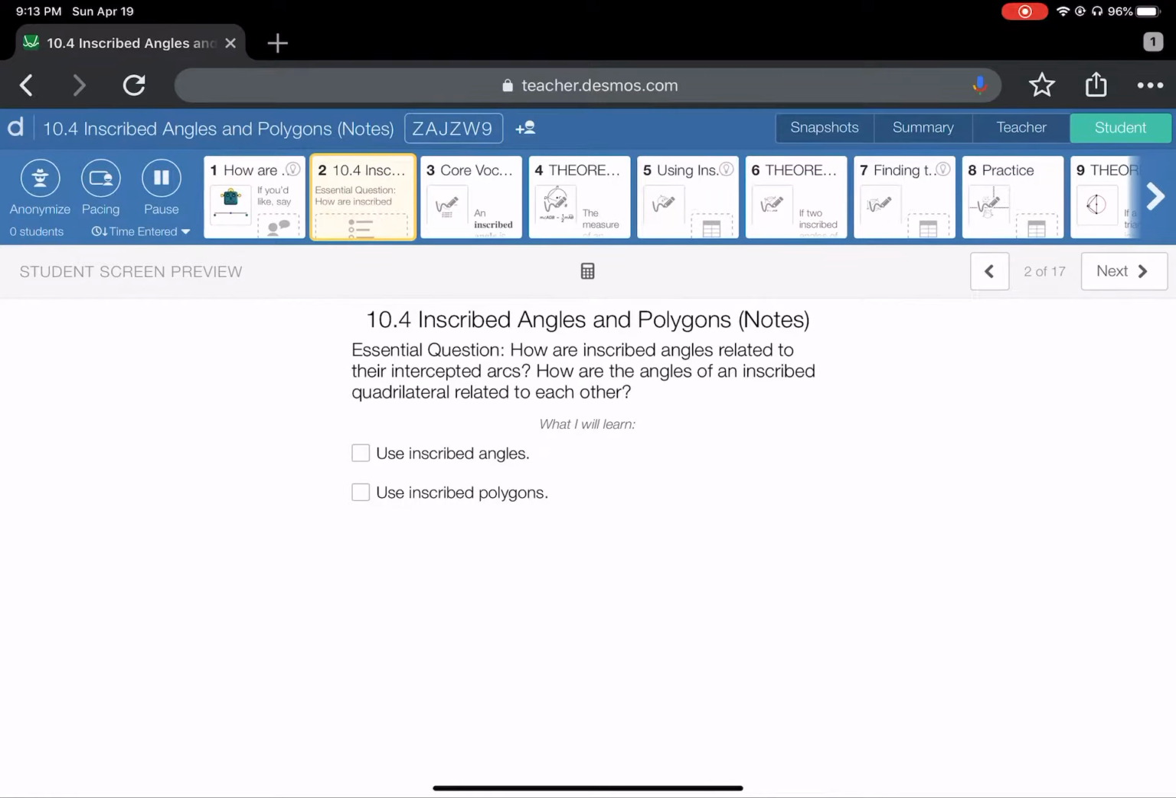Welcome to Chapter 10, Section 4, Inscribed Angles and Polygons. The essential questions are, how are inscribed angles related to intercepted arcs? How are the angles of an inscribed quadrilateral related to each other? What you will learn is how to use inscribed angles and how to use inscribed polygons.